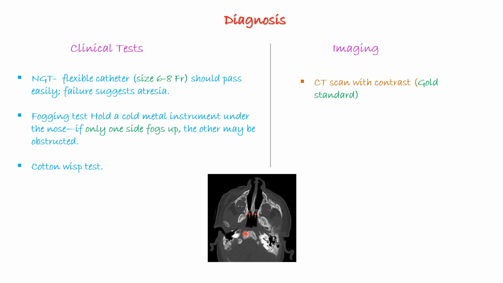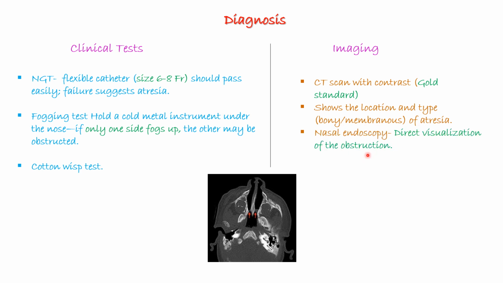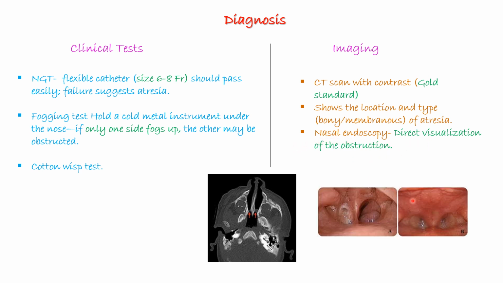So as you can observe here, this is the nasal cavity, and this is the pharynx. As you can see, there's an obstruction in two places, and you can observe this is bilateral choanal atresia. So it shows the location and the type, whether it's bony or membranous atresia. You can also do nasal endoscopy, which is direct visualization of the obstruction.